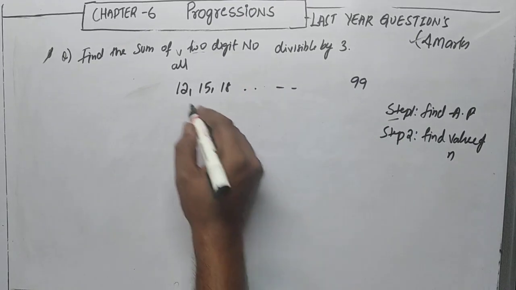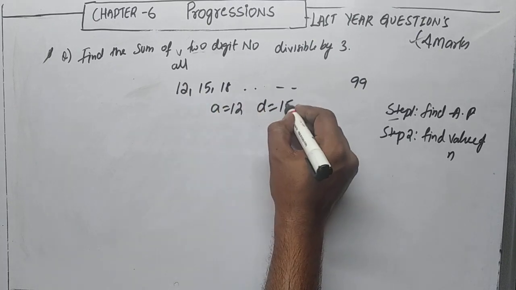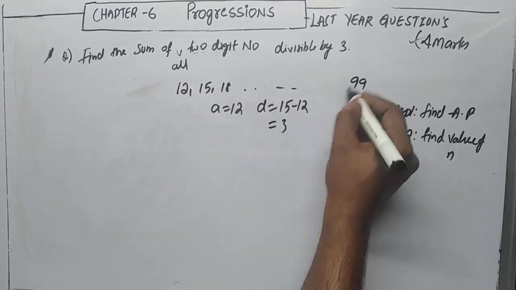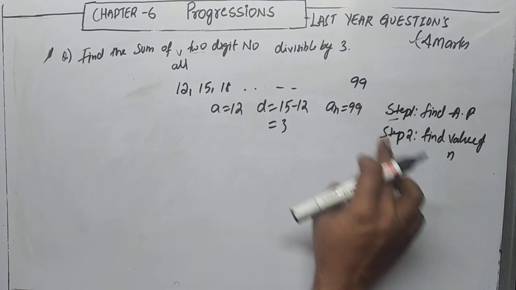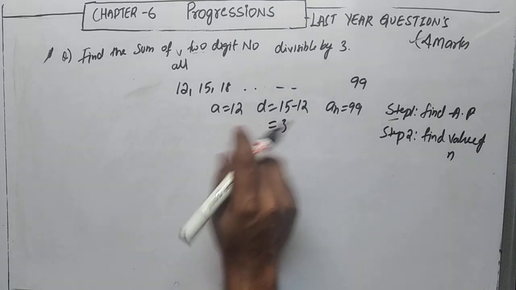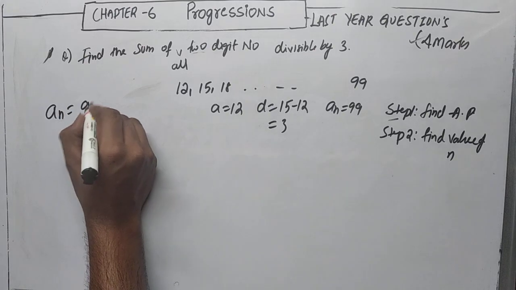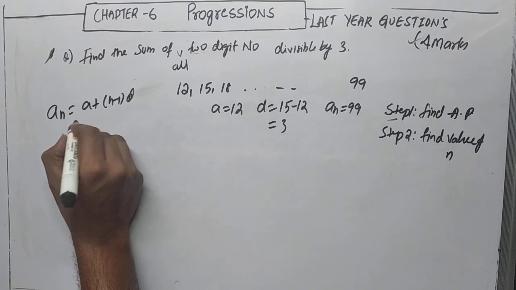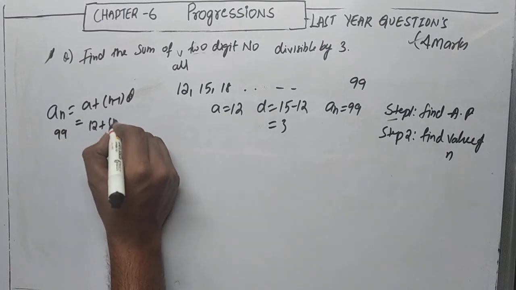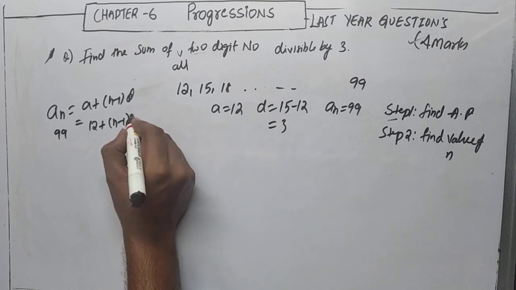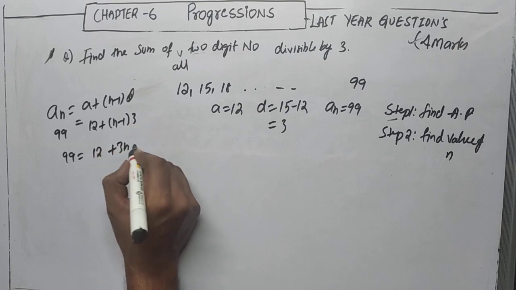So here in this arithmetic progression, the a value is 12, so the d value is 15 minus 12, which is 3, and our an value is 99. So first step we find the AP, second step we find the value of n. We substitute in the formula: an is equal to a plus (n minus 1) into d. So 99 is equal to 12 plus (n minus 1) into 3, so 99 is equal to 12 plus 3n minus 3.